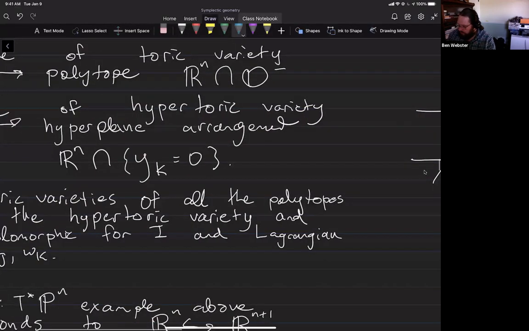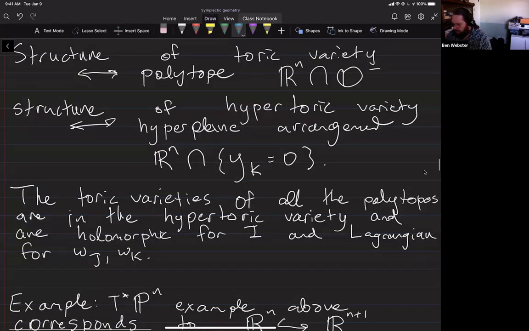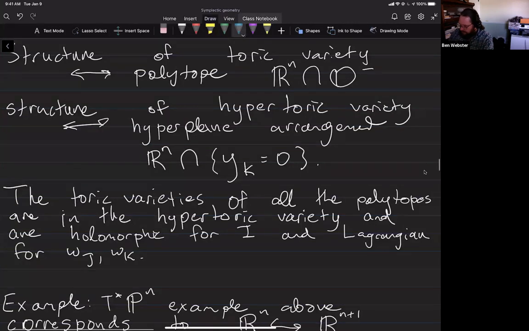And so one really interesting thing that happens in these hypertoric varieties is you get the toric variety of each one of those polytopes sitting inside the hypertoric variety in such a way that it's a holomorphic, or complex, submanifold for I and Lagrangian for the other two symplectic structures from J and K. So these are quite interesting subvarieties. And since it's Lagrangian, it's half dimensional.